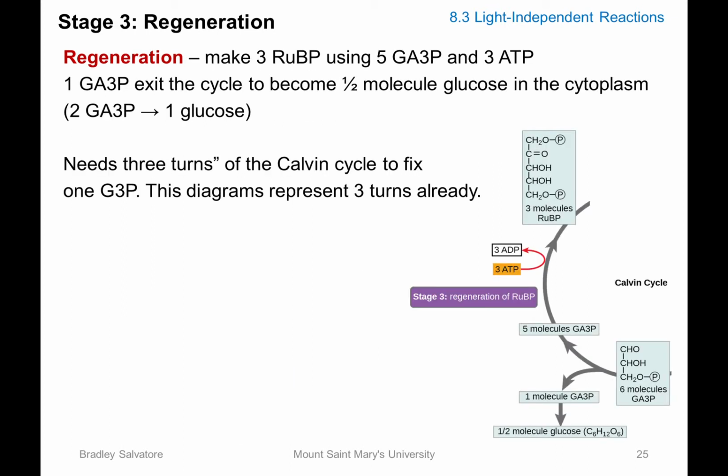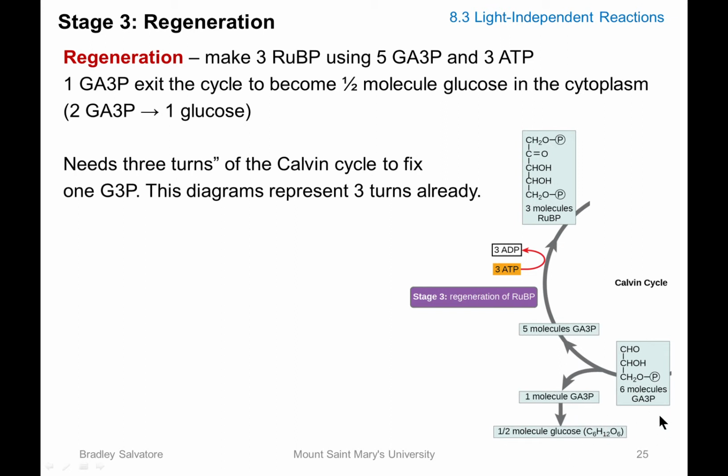After reducing 3-PGA, you're making G3P right here, which is almost at the step of completion of sugar already. One of them will leave the Calvin cycle and become half a molecule of sugar, because as you can see, it has 3 carbons, and our sugar has 6 carbons. So you will need 2 molecules of G3P in order to form that glucose.